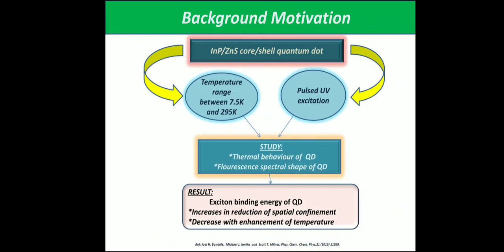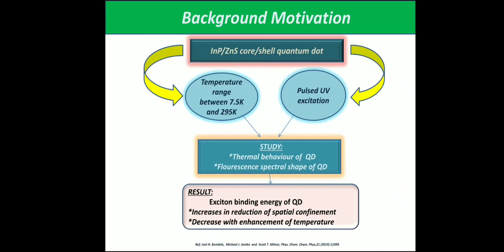So coming on to background motivation. In this work, the temperature dependent exciton energy as a function of dot radius, that is the core radius of the indium phosphide zinc sulfide core shell quantum dots, is carried out. The electric and optical properties of quantum dots can be improved by external perturbation. Perturbation is the disturbance we are giving by an external force.